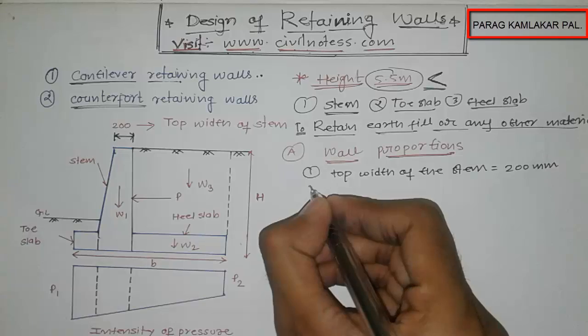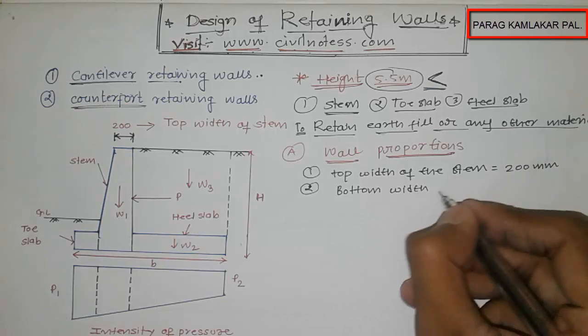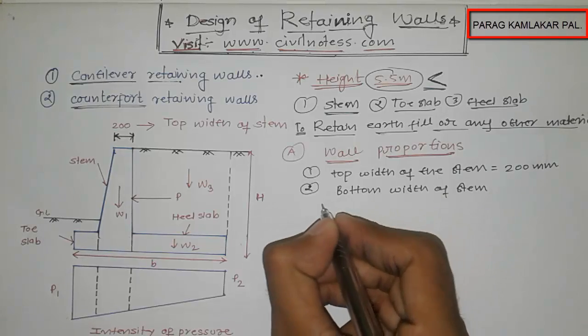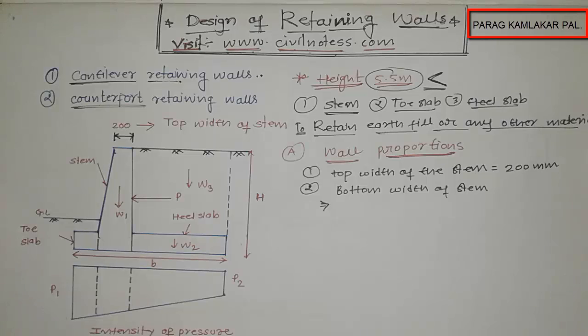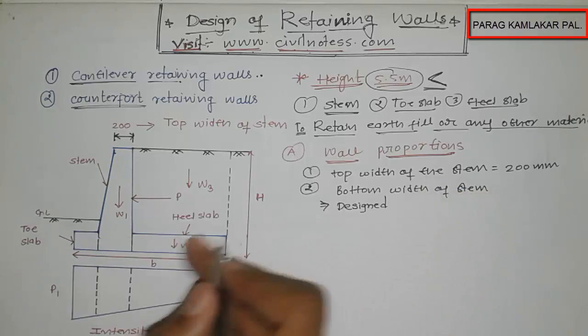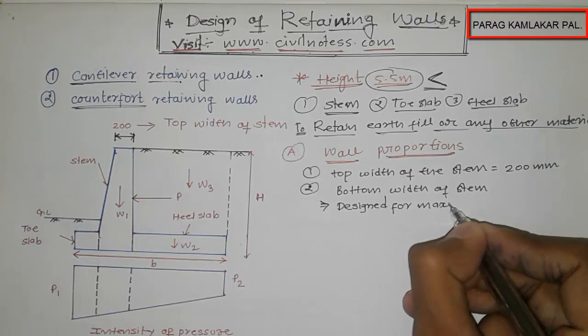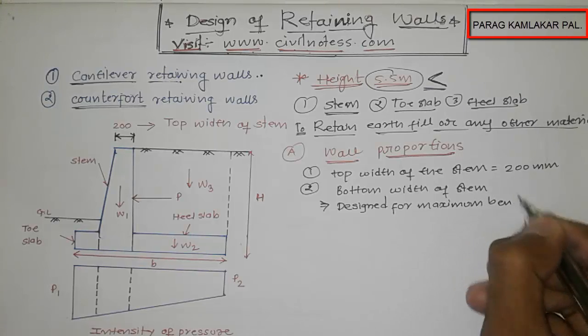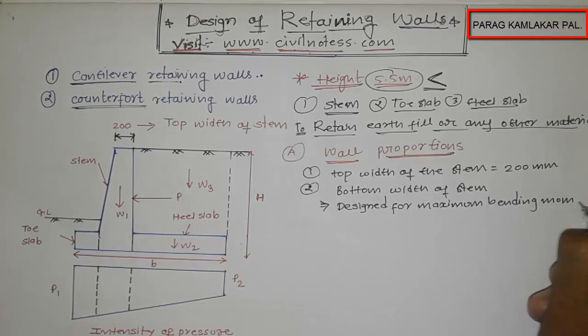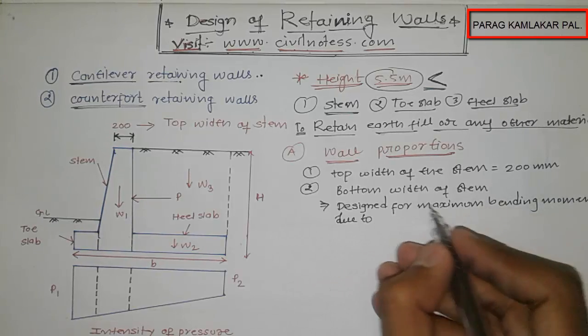After that, the bottom width of the stem. How can we get the bottom width of the stem? The bottom width of the stem is designed for the maximum bending moment due to the horizontal earth pressure, which is P. So the bottom width of the stem is designed for the maximum bending moment due to horizontal earth pressure.